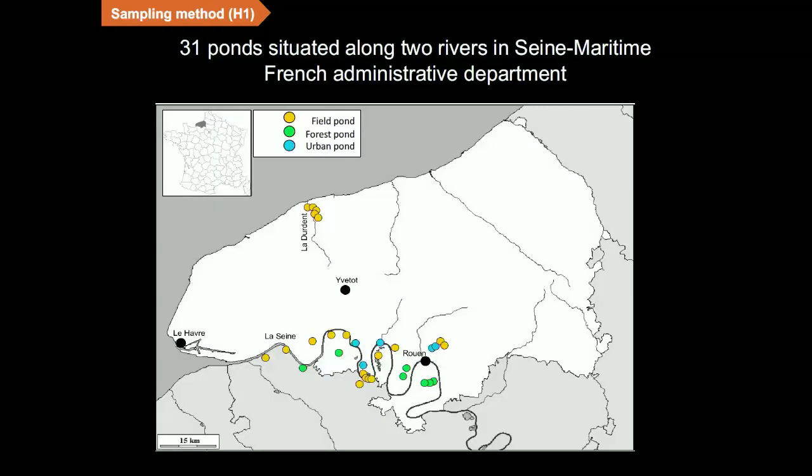To respond to the first hypothesis, we used 31 ponds situated along two rivers in the Seine-Maritime. It's a French administrative region. You have the Jordan River and you have the Seine river. And we work on different ponds situated in different contexts. We have field ponds, forest ponds, and urban ponds.